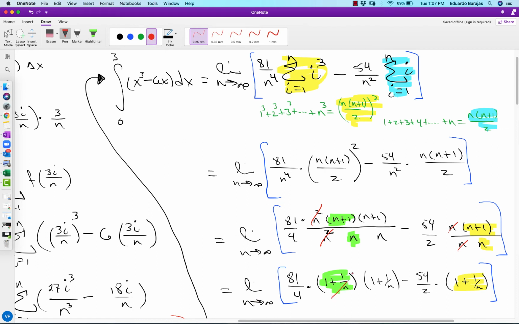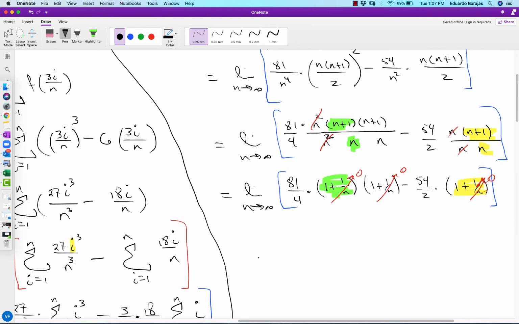As I apply my limit, this goes to 0, this goes to 0, and this goes to 0. So my whole limit turns out to just be the following. I've already applied the limit, so I shouldn't write the limit anymore, but that whole thing turns out to be 81 divided by 4 times 1 plus 0, so just times 1 times another 1, minus 54 divided by 2 times 1. Okay, so it's really just going to be 81 divided by 4 minus 54 divided by 2.